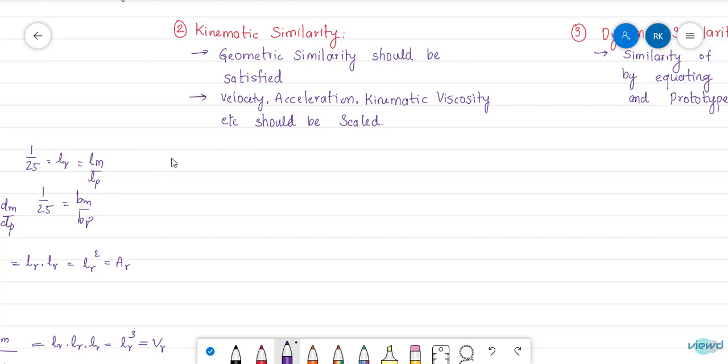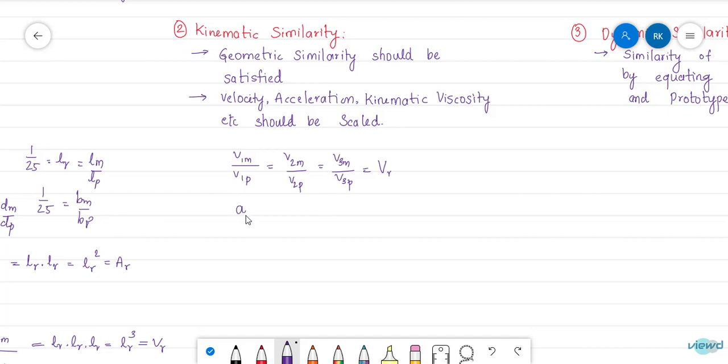So kinematic similarity is scaling of these parameters, velocity, acceleration. Scaling velocity means, for example, there is point 1 and there is point 2, velocity of model divided by velocity of prototype, and there is point 3. That is called the velocity scale ratio.